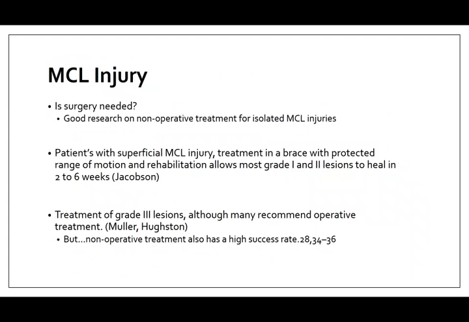But is surgery needed with an MCL injury? There's really good research on non-op treatment for isolated MCL injuries. For patients with superficial MCL injuries, treatment in a brace with protected range of motion and rehab allows most grade 1 and 2 lesions to heal in approximately 2 to 6 weeks, as long as we're protecting that range of motion. For grade 3 lesions, although surgery may be recommended, non-operative treatment also has high success rates, and those are seen in the Moeller and Houston studies, which are the references shown here.